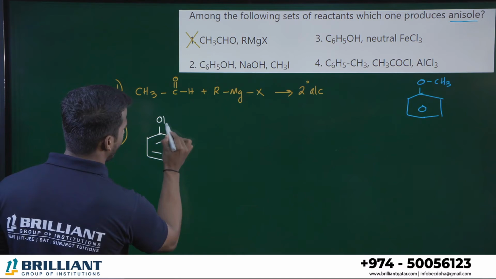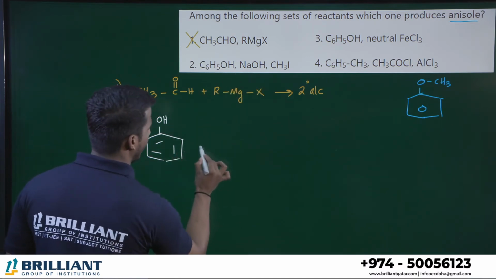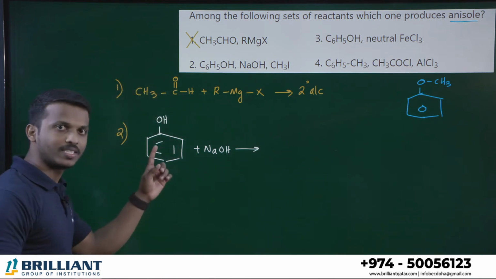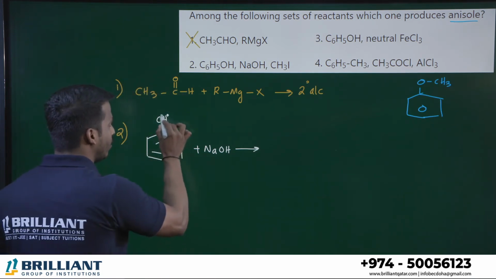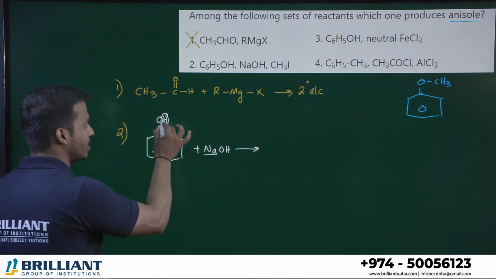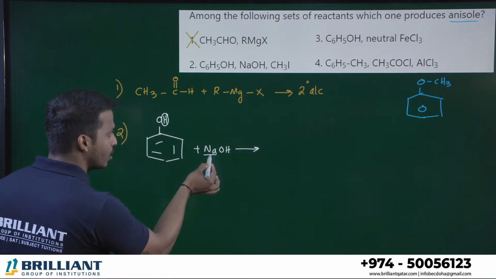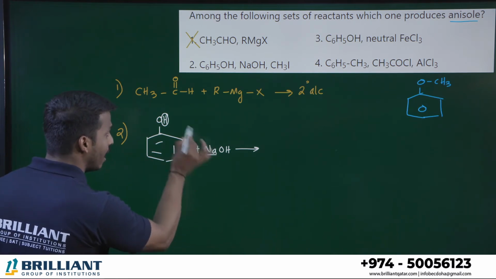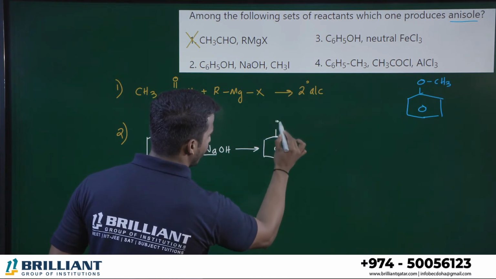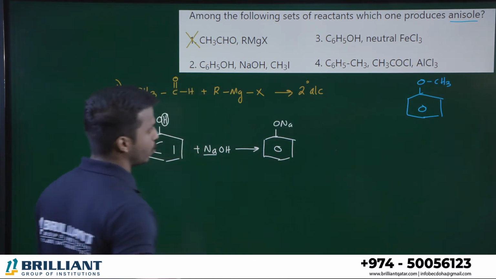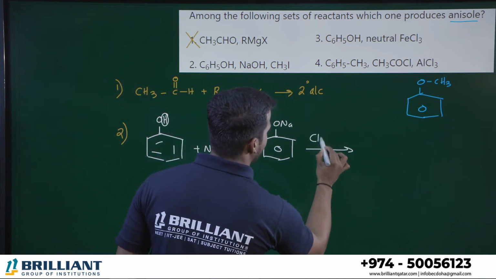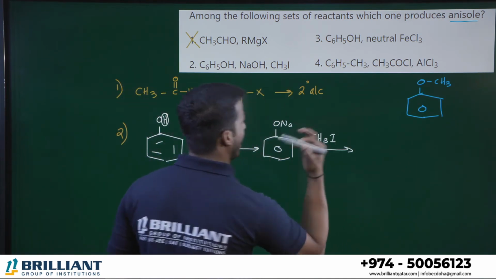C6H5OH, that's nothing but phenol. First treating with NaOH. What will happen? Phenol is acidic in nature, so it will leave this hydrogen atom. The sodium is replacing the hydrogen. This H and OH are eliminated as water. Sodium is a highly reactive metal, it can displace this hydrogen. So it will give you sodium phenoxide, C6H5ONa. Not over, they are treating with CH3I, methyl iodide.